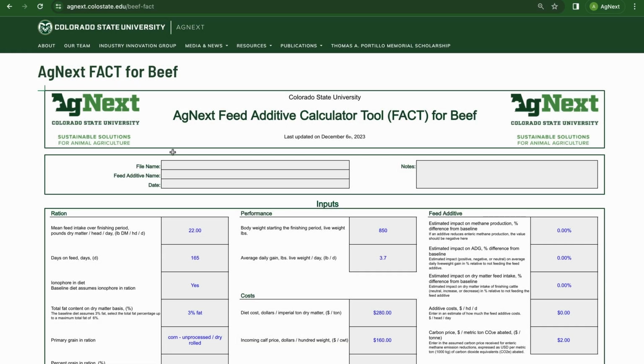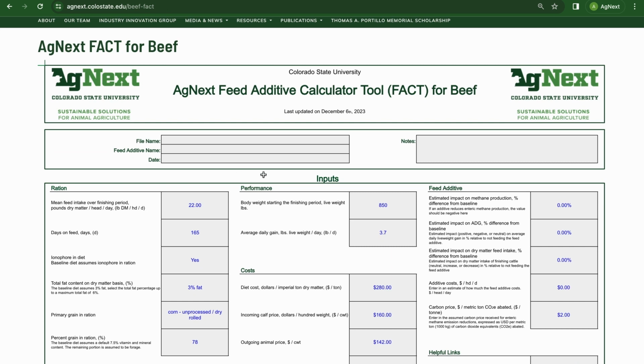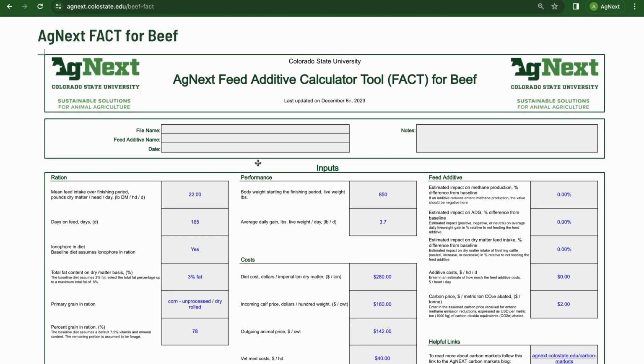So to orient us with this tool, the first section is just an optional section to fill out. Store your information if you'd like to print this file. It's nothing that is saved for agnext, so just know that we don't save any user information.